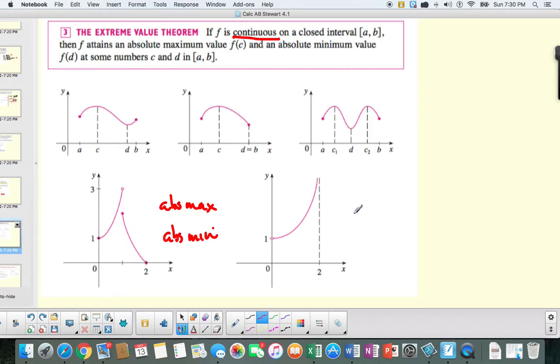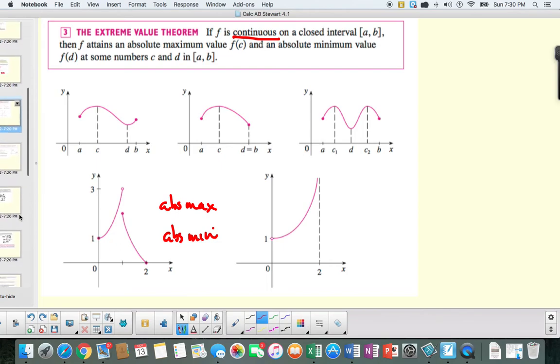In this one, we have neither absolute min nor max, and that's because, again, it is not continuous and it's not a closed interval. You must meet both conditions in order for this to happen.